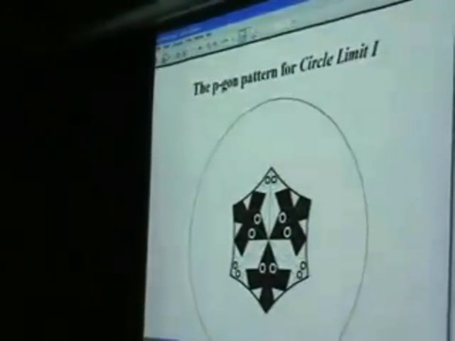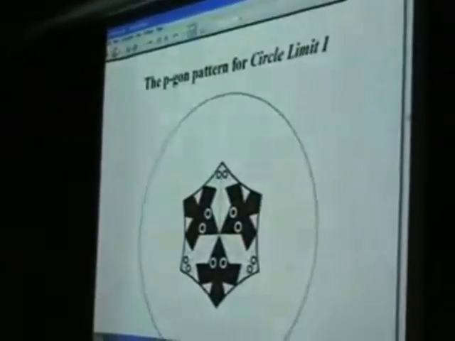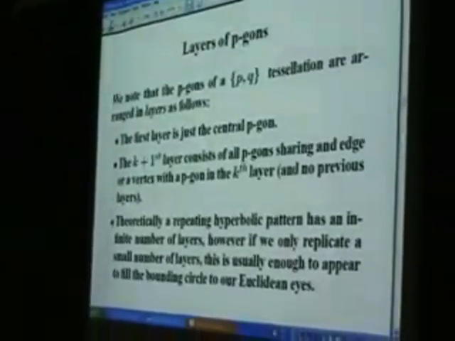And then you can see for Circle Limit 1, this is a so-called polygon pattern. And these regular p-sided polygons, or polygons for short, come in layers. The first layer is just the center polygon, and then each layer beyond that is defined in terms of the previous layer as all the polygons you haven't counted yet that touch the previous layer, either by sharing an edge or by sharing a vertex. And we'll have to make a distinction about those two cases.